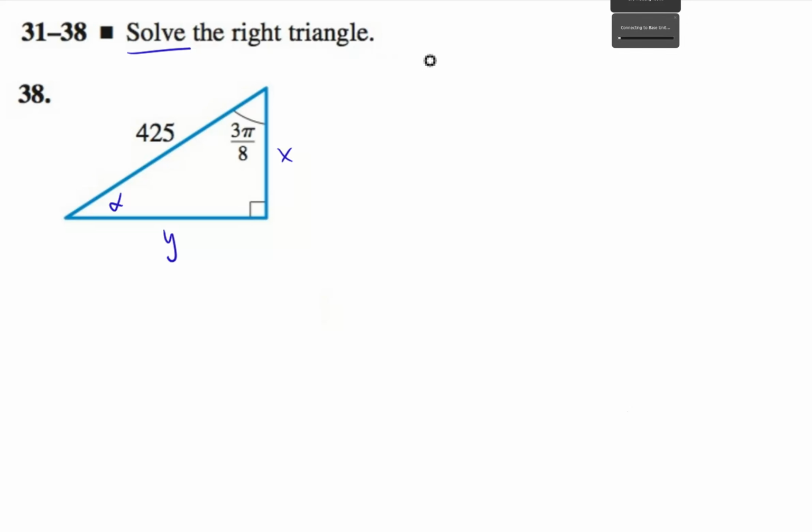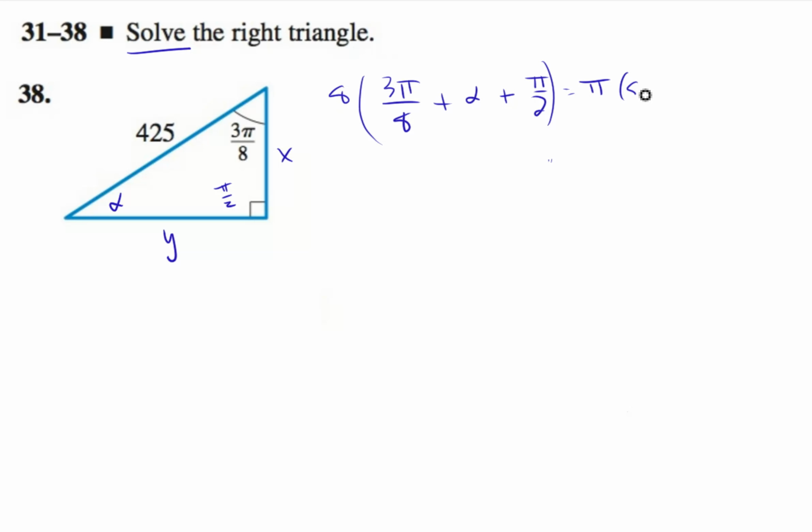You know the angles of a triangle need to add up to 180 degrees. Well, for radian measure, the angles of a triangle need to add up to pi. So 3 pi eighths, because pi is 180, right? Plus alpha plus 90 degrees, which as a radian measure is pi halves, equals pi. So let's multiply both sides of the equation by 8. So 3 pi plus 8 alpha plus 4 pi equals 8 pi.